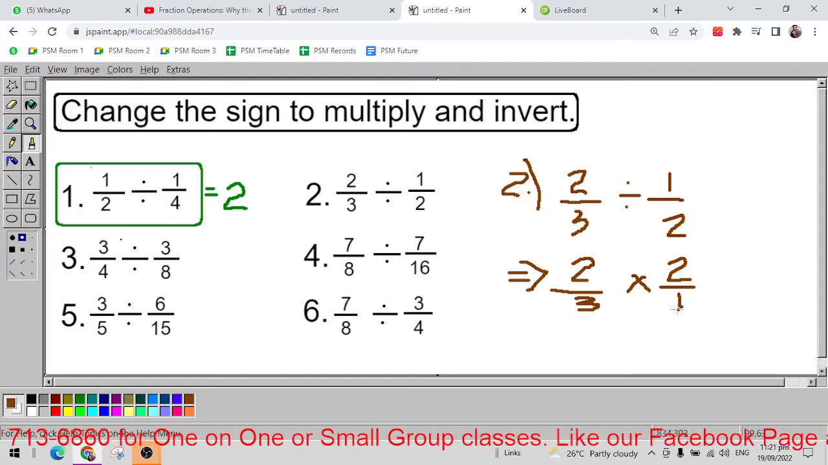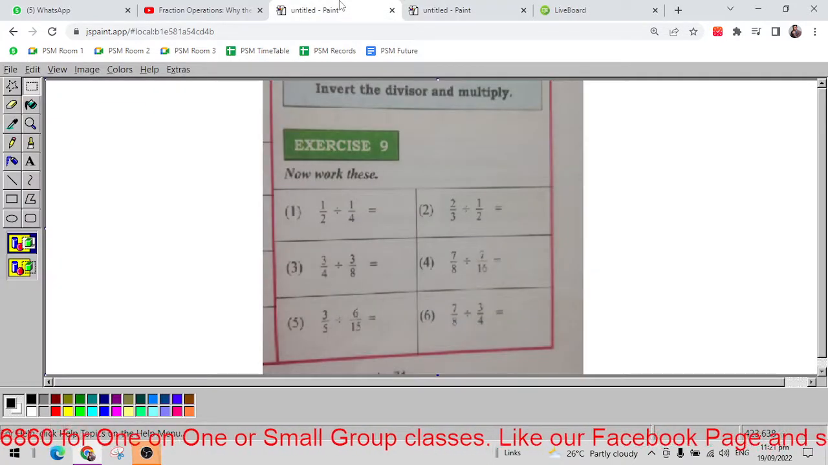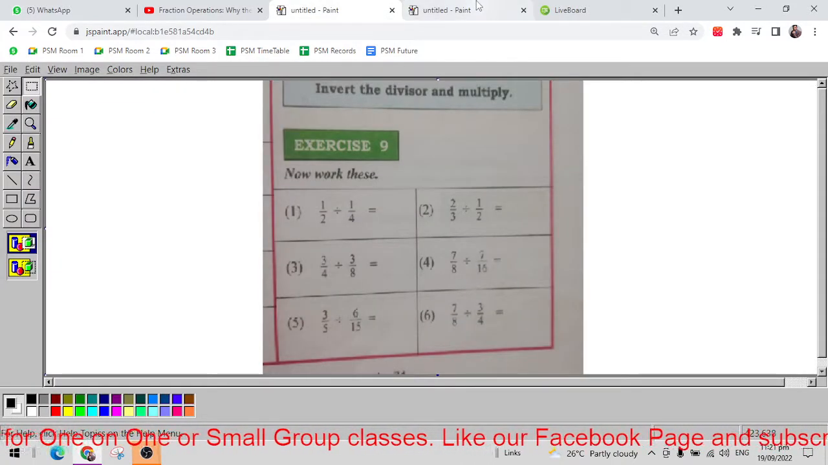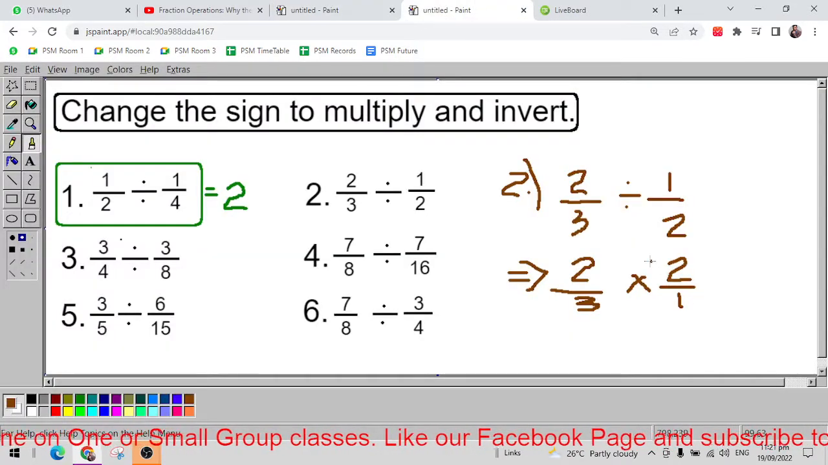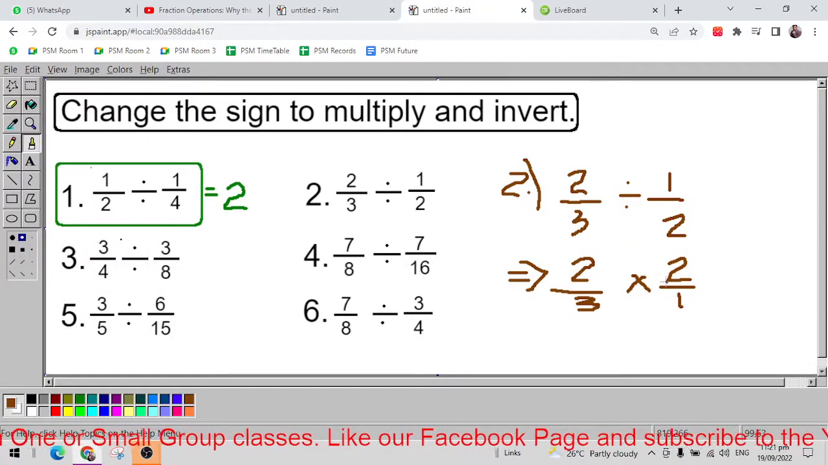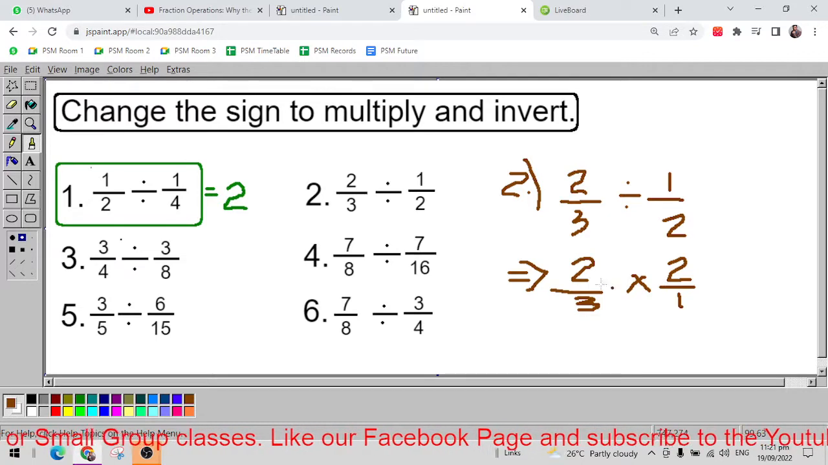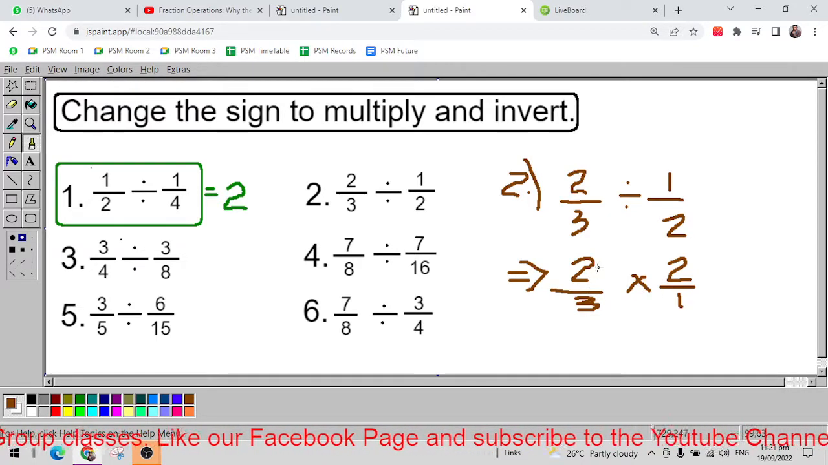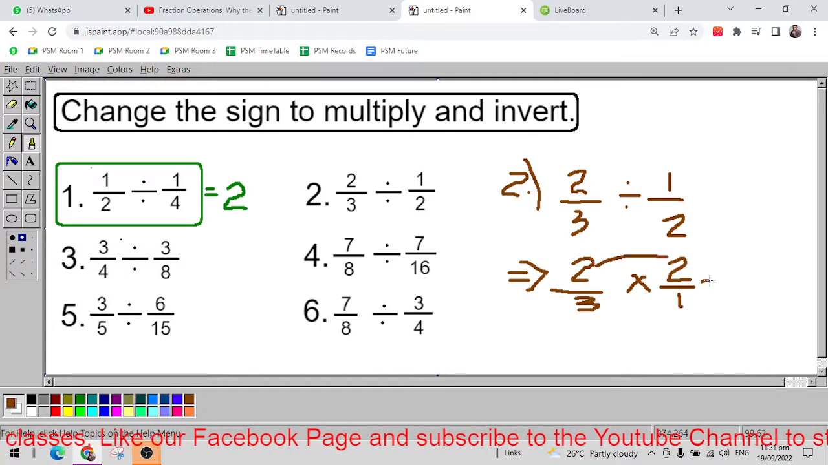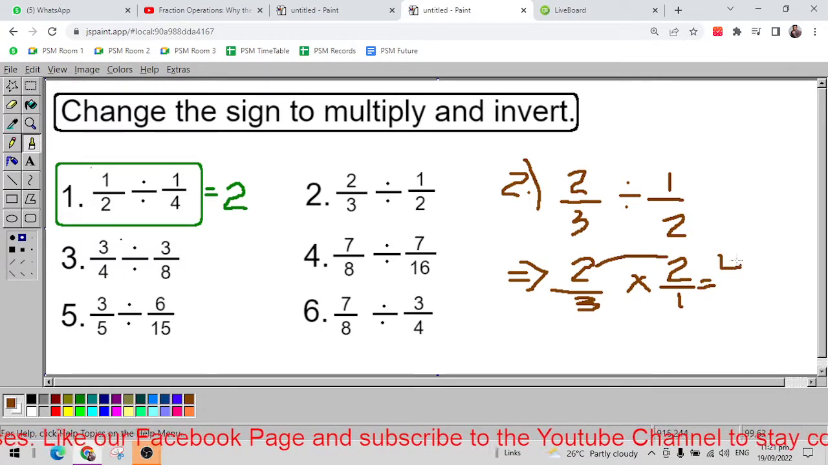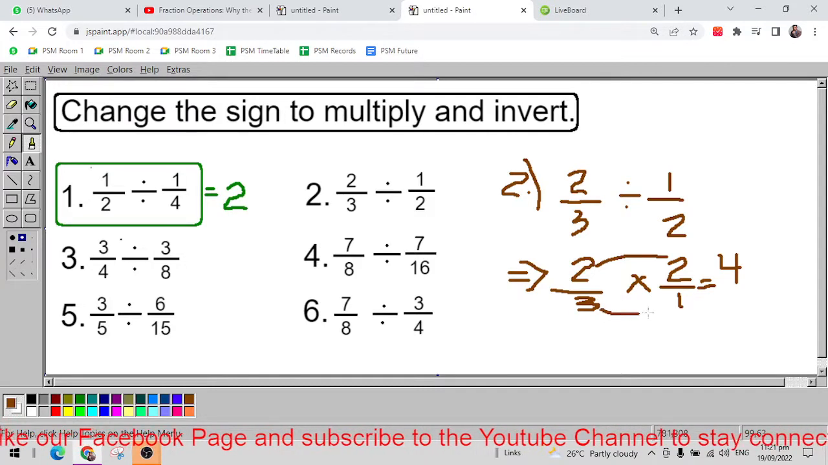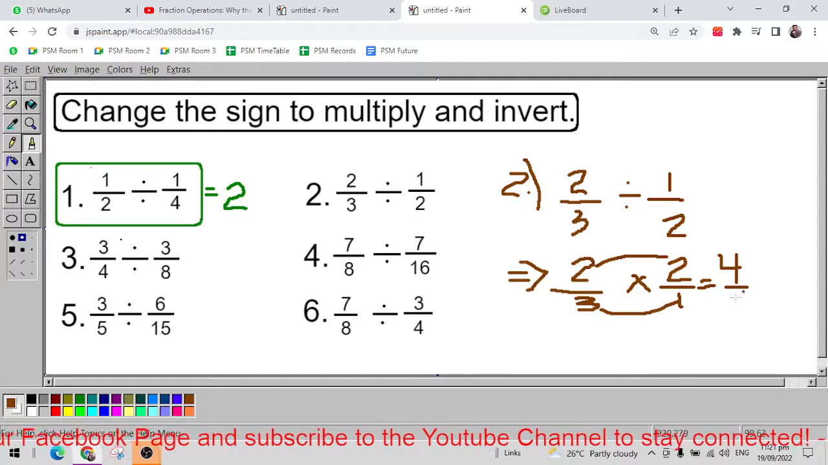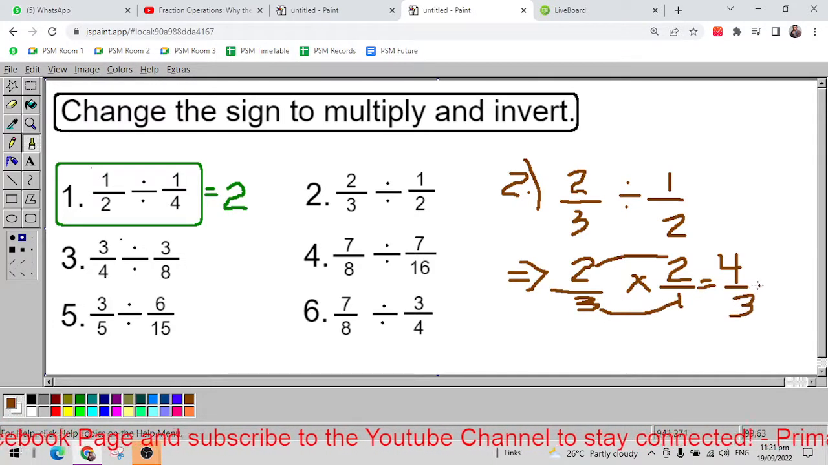Is that the question? Let me just make sure. 2/3 divided by a half, yeah. I change the sign to multiply and I invert. So therefore, can I cancel or cross multiply there? Nothing works. So I'm going to say 2 multiplied by 2 is going to give me 4. And then 3 multiplied by 1 is going to give me 3. So my answer is 4/3.